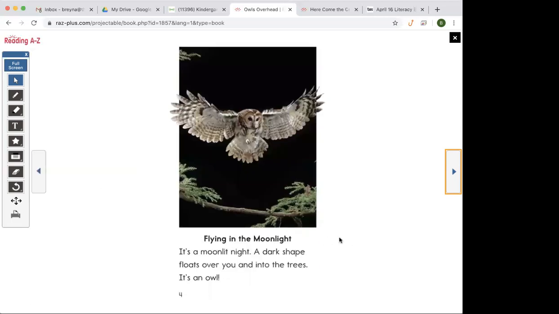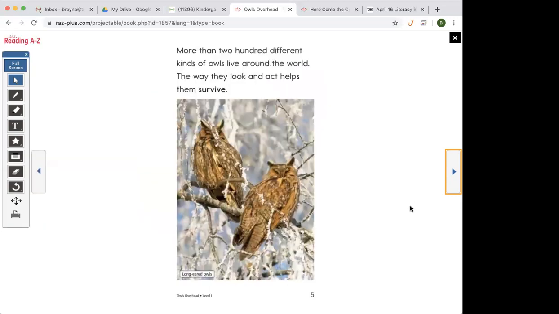The heading, the title on this page says Flying in the Moonlight. So the author's just going to talk about owls flying in the moonlight. It's a moonlit night. A dark shape floats over you and into the trees. It's an owl. More than 200 different kinds of owls live around the world. The way they look and act helps them survive. So the word survive, I'm pointing at it, if you're looking at your screen, is bolded. That means it's darker than the other words on the page.